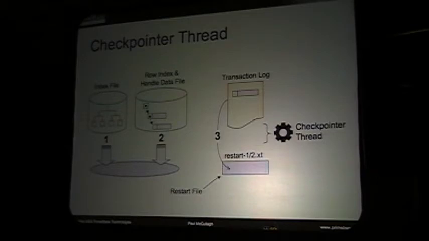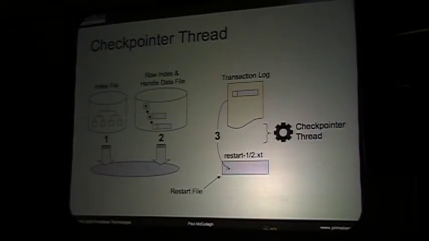So the last thread that I mentioned in the list was the checkpointer thread, and this is the thread that just runs periodically. When a certain amount of data has been written to the transaction log, the checkpointer thread starts up and does a checkpoint. So by controlling the amount of data that's written into the transaction log, you can control the time that PBXT requires to recover. So it's a three-step process.